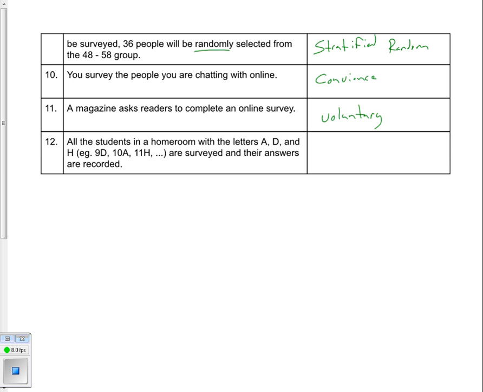Number 12 then says all the students in a homeroom with the letters A, D, and H are surveyed and their answers are recorded. Okay, so if we already subdivided it into subsections, and every single person in a subsection has to complete the survey, that's actually an example of a cluster. Okay, so that's just a quick overview of different sampling techniques that are possible.